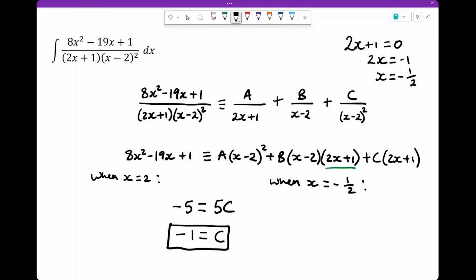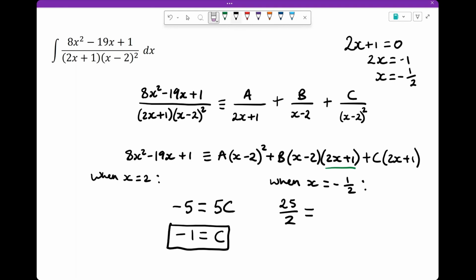So let's start by substituting the negative a half into the left-hand side of my identity over here. So we would have 8 multiplied by negative a half raised to the power of 2, subtract 19 times negative a half. And that would give me, once we add 1 on, 25 over 2. Now we have to substitute the negative a half into the right-hand side of my identity.